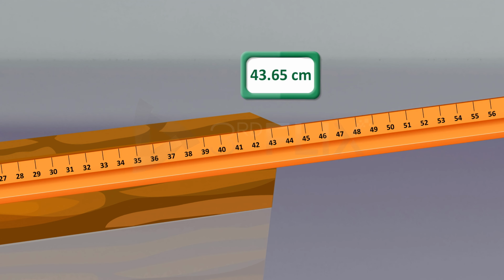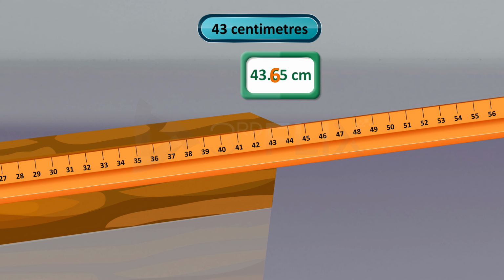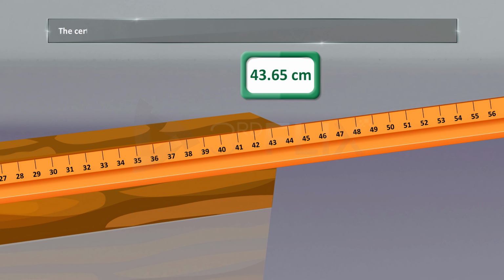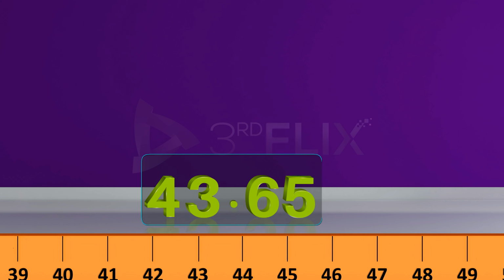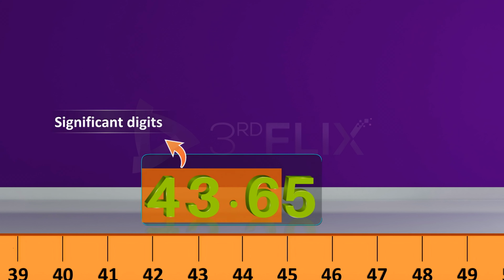The reading is certain until 43 centimeters. The digit 6 is not certain, but can be considered reliable. The certain digits along with the first uncertain digit are known as significant digits or significant figures. The digits 4, 3, 6 are significant digits, and the digit 5 is insignificant.